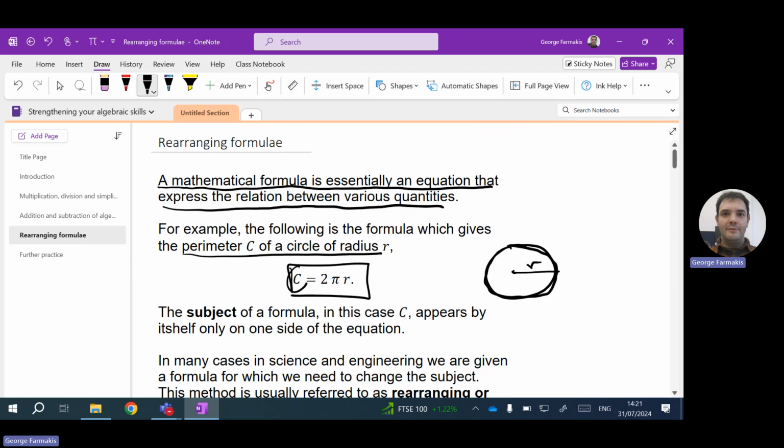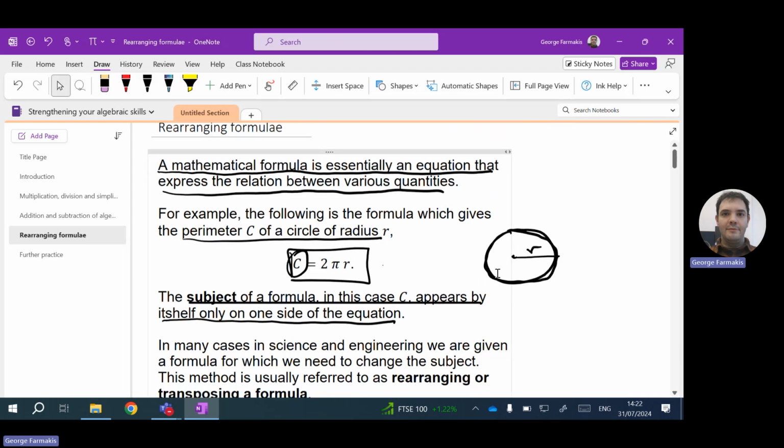The subject of this formula is the perimeter, the C. Usually the subject of a formula appears by itself on only one side of the equation, and usually on the left-hand side of the equation. So the subject now here is C.